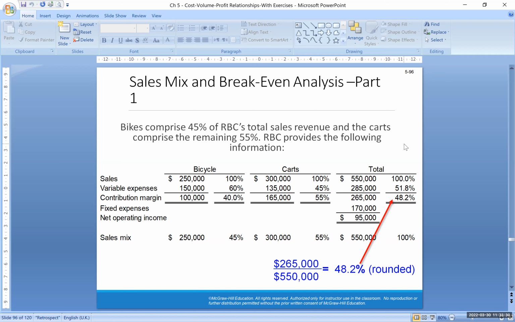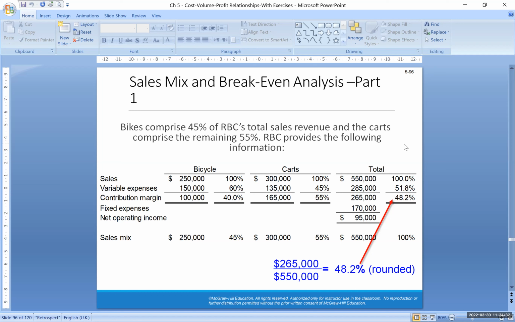The sales from the bikes are $250,000. The sales from the carts are $300,000, and the total sales for the company is $550,000. The variable expenses are given also: $150,000 for the bikes, $135,000 for the carts, and the total of these two, which is $285,000 for the whole company. The contribution margin is 100,000 for the bikes, the difference between sales and variable expenses, 300 minus 135, which is 165,000 for the carts, and for the whole company, 550 minus 285, which equals 265,000.